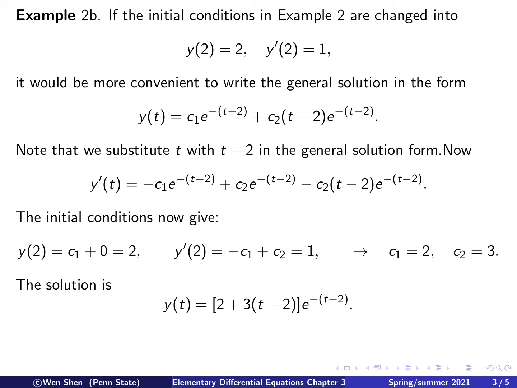Okay, plugging everything back in, we can write out the solution. C1 now is 2, C2 times (t minus 2) e to the power negative (t minus 2).